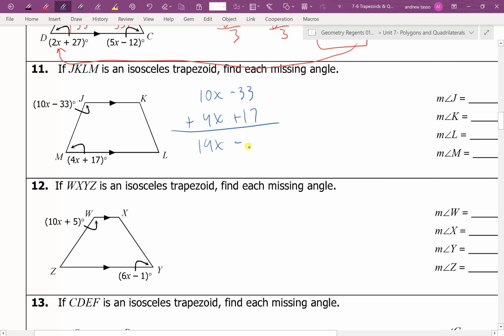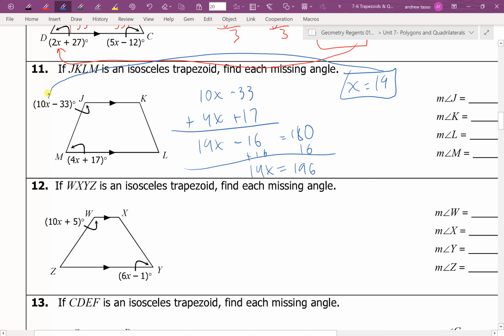So here we have 16, right, equals 180. We add 16, whoops, add 16. So we have 14x is equal to 196. Divide by 14 and you find x is equal to 14. Okay, so if x is 14, I could plug back in. So I'm going to choose this one. So we have 10 times 14, subtract 33. So that's 140 subtract 33, which would be 107 degrees for the top angle.